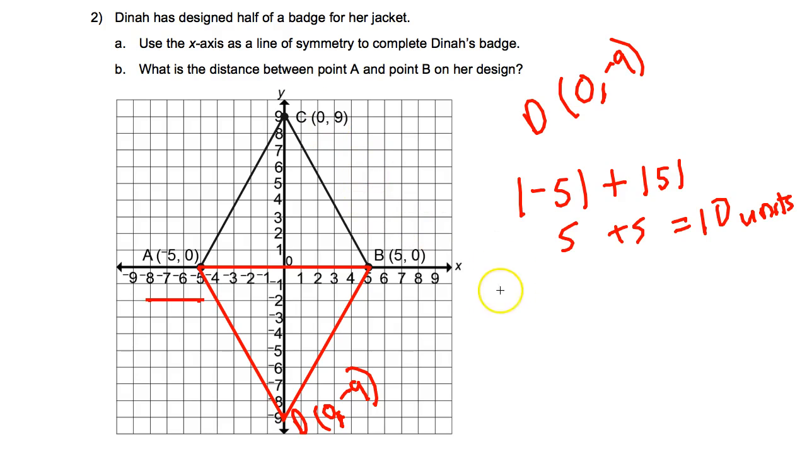Now, if I had better control of my pen here, I would actually write that out. I would say the distance between point A and point B on Dinah's design is 10 units. And that's the type of response I would expect out of my students. But since I don't have control of it, you'll just have to listen to it orally. Now, another way that we could have done it, besides simply adding the absolute values of negative 5 and positive 5, is just going from this point and counting units that way: 1, 2, 3, 4, 5, 6, 7, 8, 9, 10. I could have done it that way if I chose.